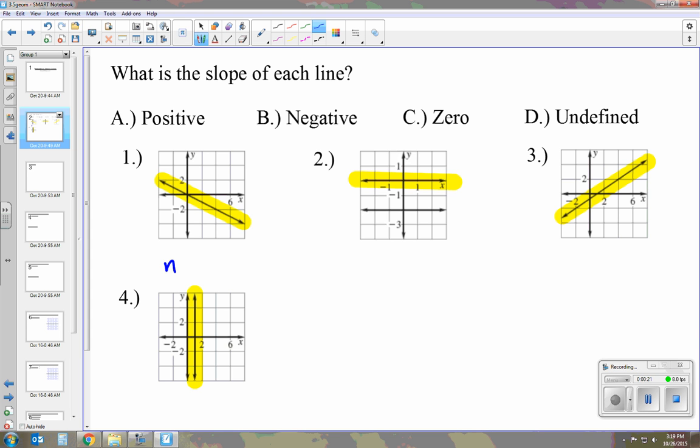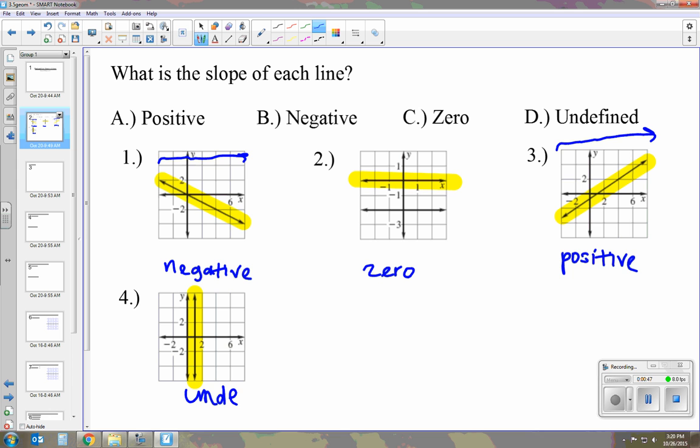And the way we can tell that it's negative is that from left to right, it's going down. All right, this one is straight across, so it's zero. It's horizontal, so it's always zero. This one from left to right is going up, so it's positive. And this one is straight up and down, and straight up and down is always undefined. So we have to remember our different types of slopes.